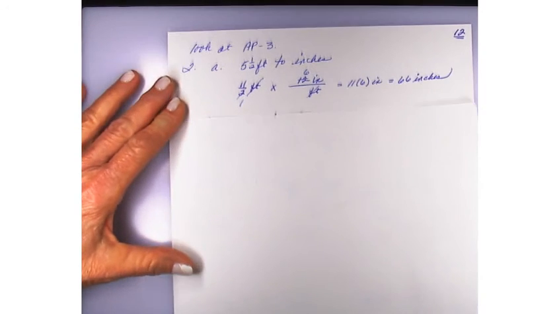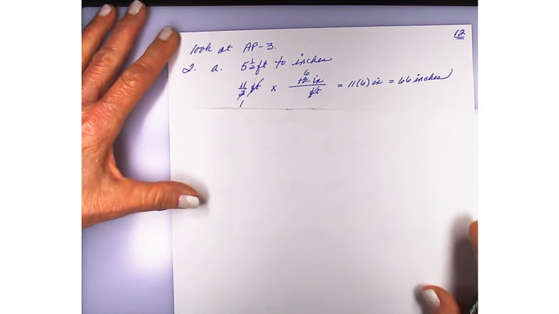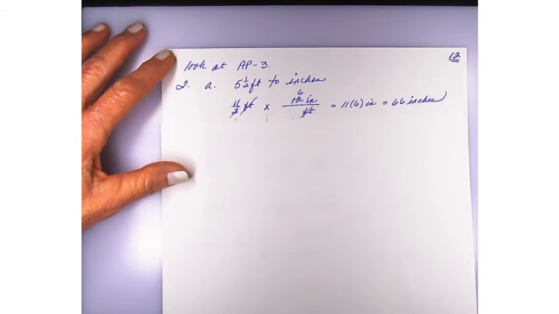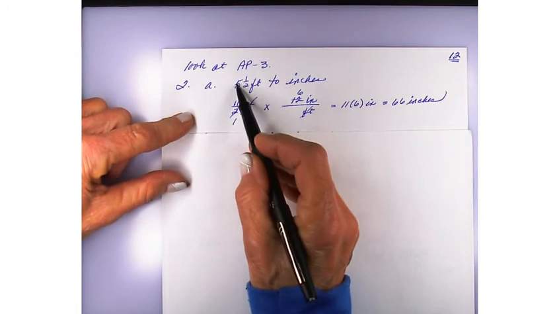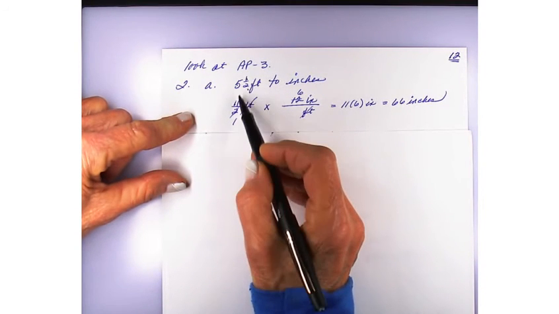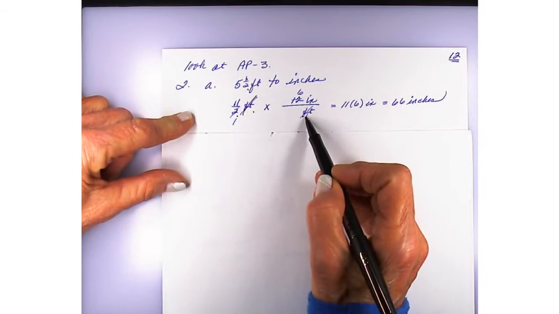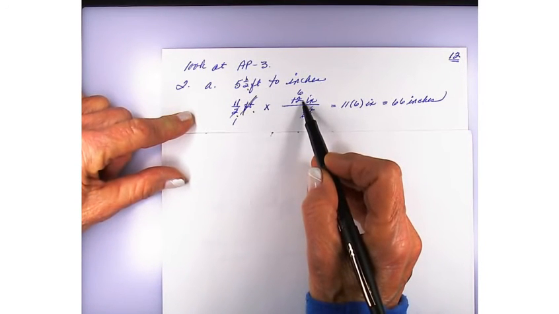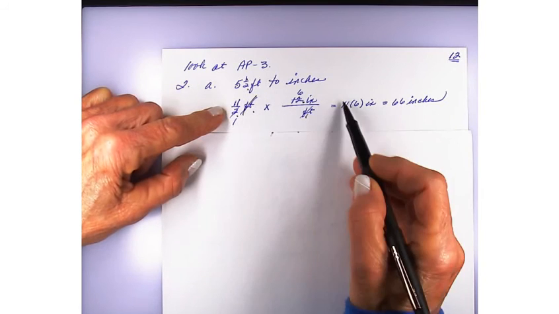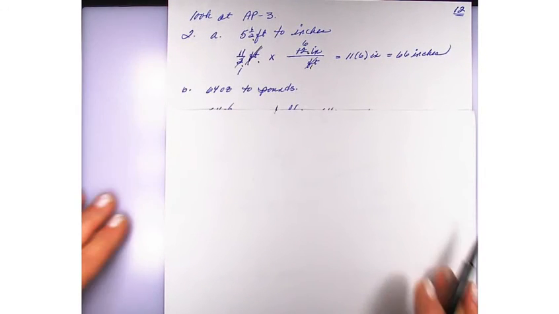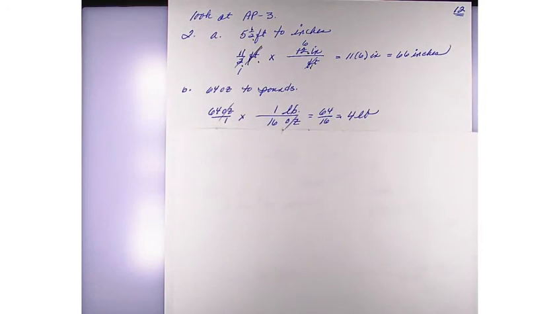Looking at page 3 in the appendix, we want to go from feet to inches. So 5 times 2 is 10, plus 1 is 11/2 feet. Out go the feet, in come the inches. 11 times 6 is 66 inches. Are you feeling comfortable with this? I hope so.